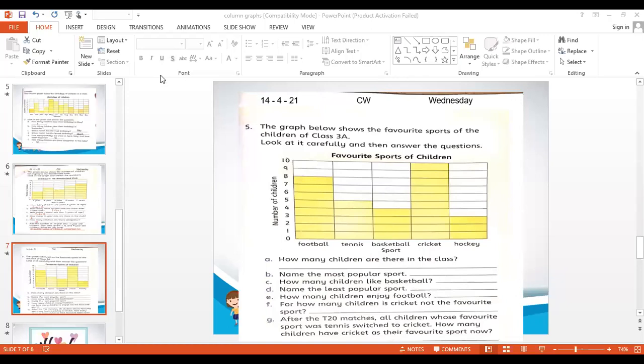Now, come to naming the least popular sport. So, what is the answer? Name the least popular sport. Hockey. Very nice, Ibad. Just Ibad is telling me the answer. What about the other students, beta?